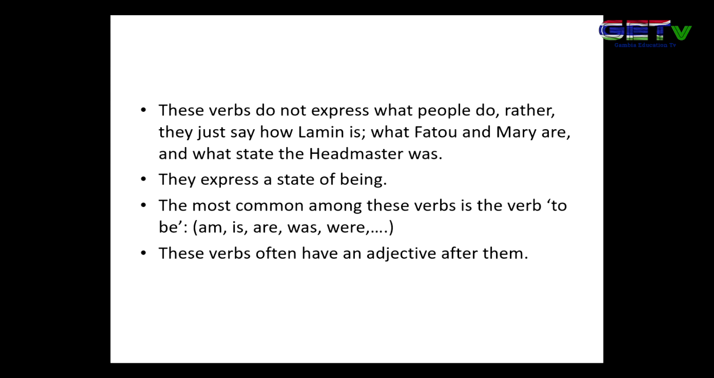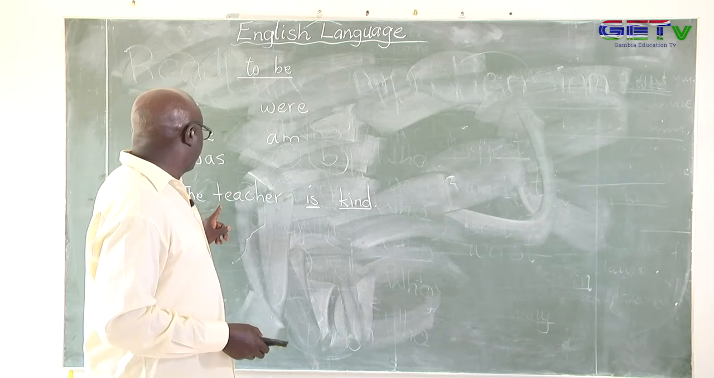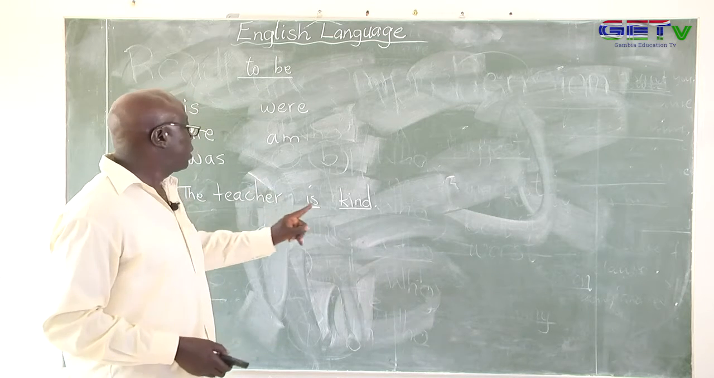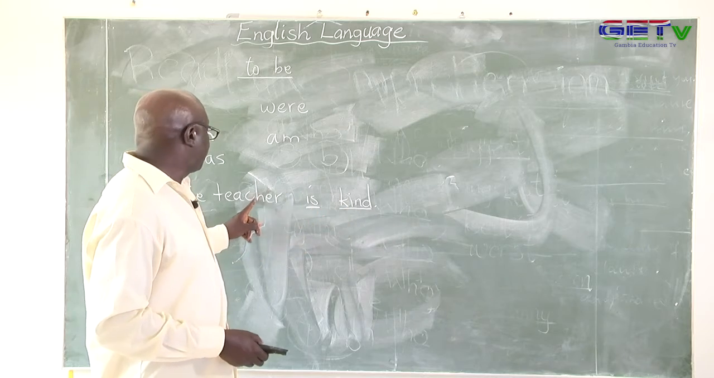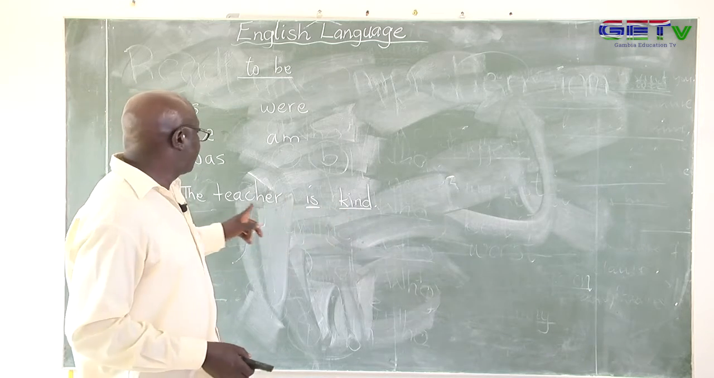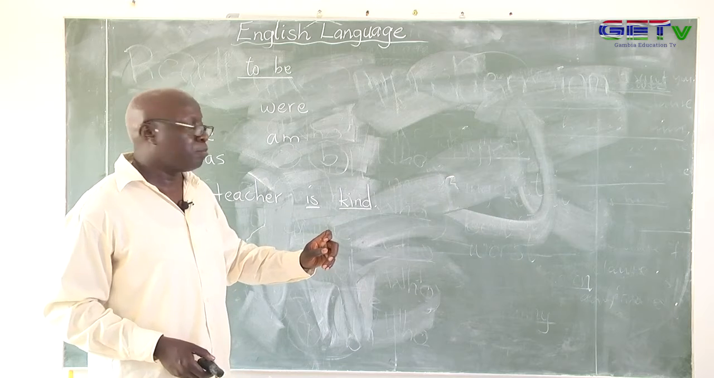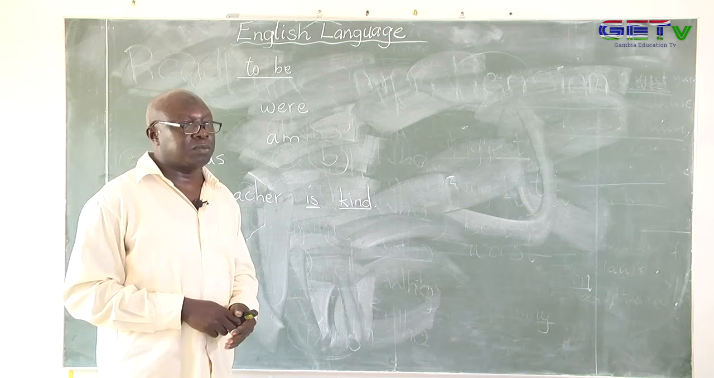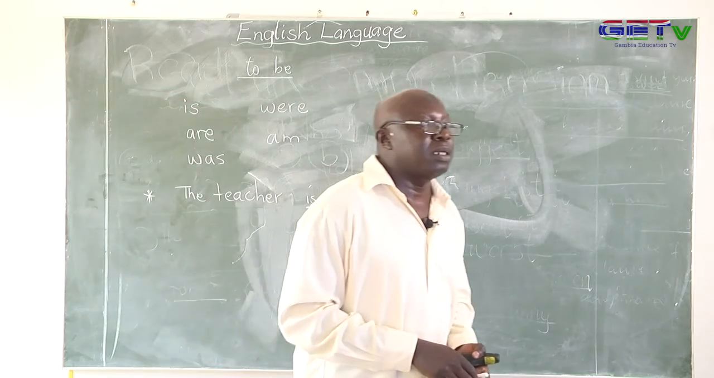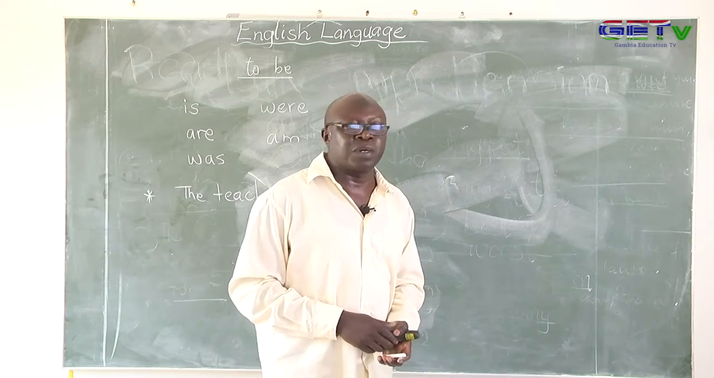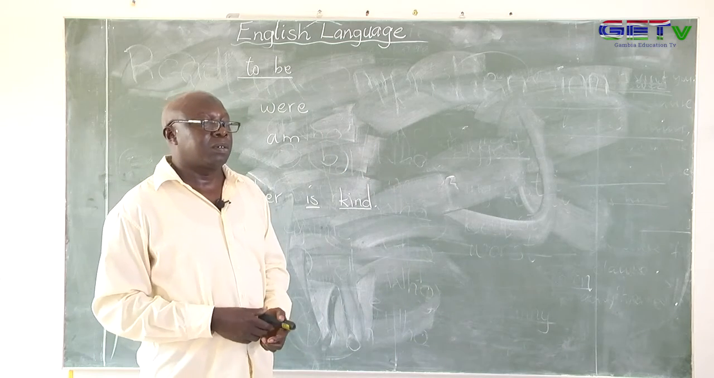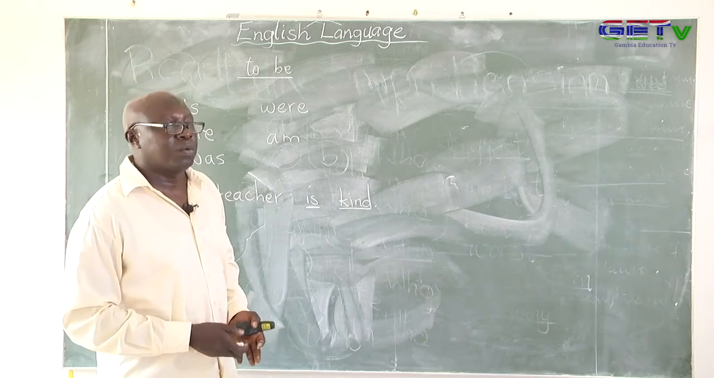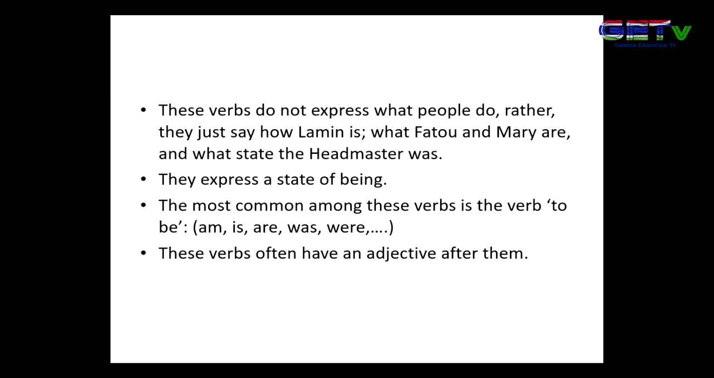In your other lesson, you learned about adjectives, words that tell you something about the noun. If you look at this sentence, you have teacher, and this word is talking about the teacher. What sort of person is this teacher? It's a kind man. So immediately after the "is," you have an adjective. That's what is meant by the fact that the verb to be, is, are, were, or was, most of the time has an adjective after it.